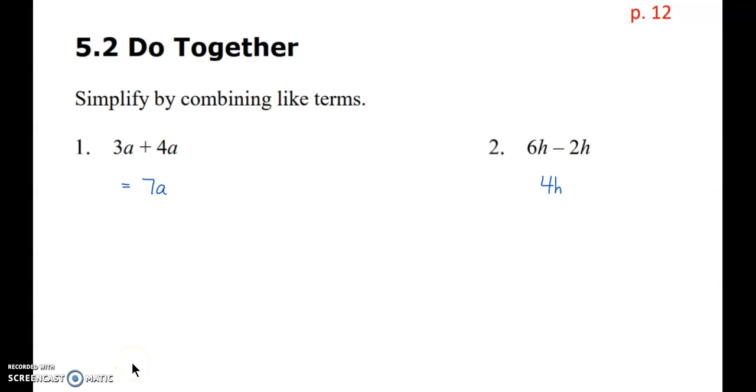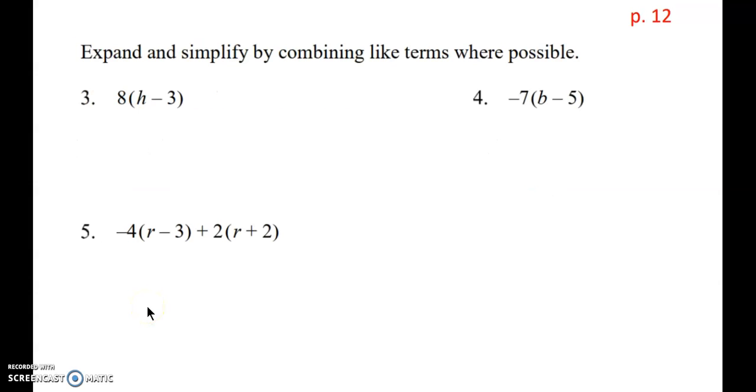Whenever you're doing this, if you feel a bit unsure, you can change the letter to a word. 3 apples plus 4 apples equals 7 apples. 6 hats minus 2 hats equals 4 hats. That can help a lot. Now let's use distributive law, and then we can simplify if needed. So for number 3, we're going to expand.